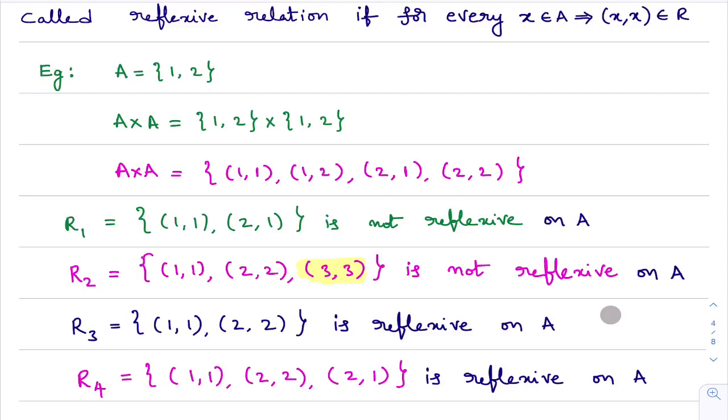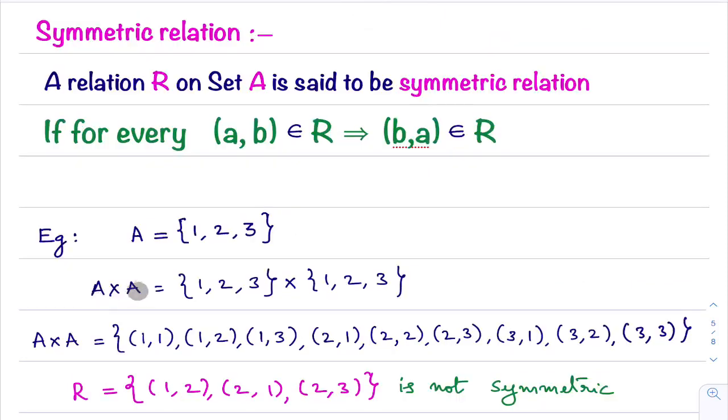Now we will move to the next definition, that is symmetric relation. That is also an important one. Symmetric relation. What is a symmetric relation? A relation R on set A is said to be a symmetric relation. First of all, what is R? R is a relation on set A. That relation is said to be a symmetric relation.